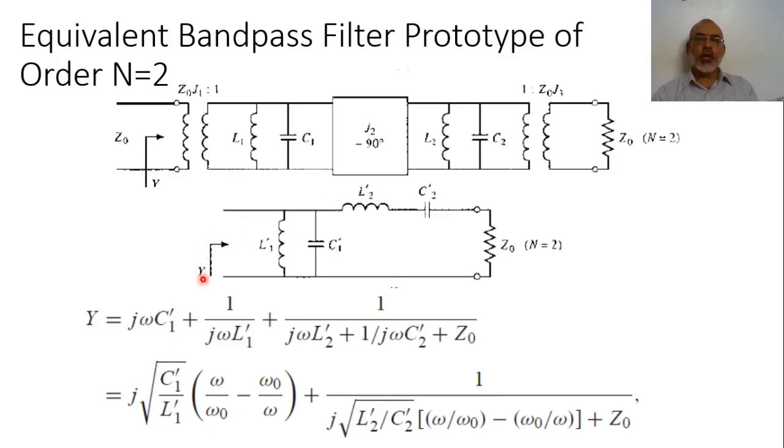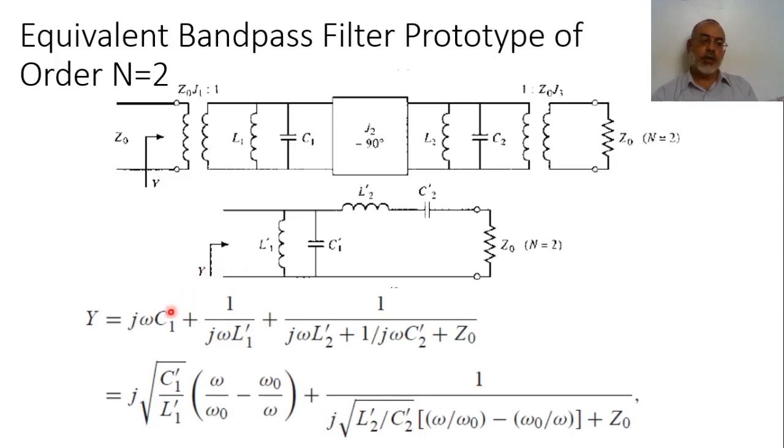In this case, the input admittance of the bandpass prototype would be obtained as J omega C1 dash plus 1 over J omega L1 dash, the input admittance of this part, plus the input admittance of this part, plus the input admittance of this arm. The input admittance of this arm is 1 over J omega L2 dash plus 1 over J omega C2 dash plus Z naught. So this is the input admittance for the bandpass prototype filter.